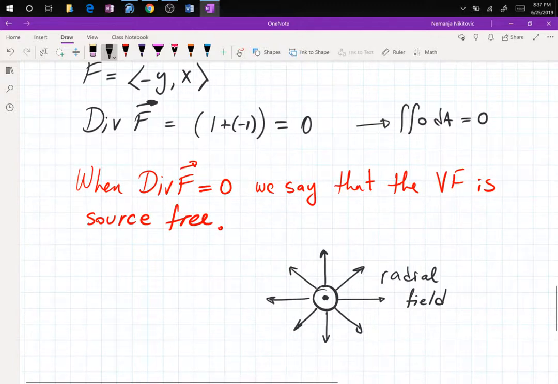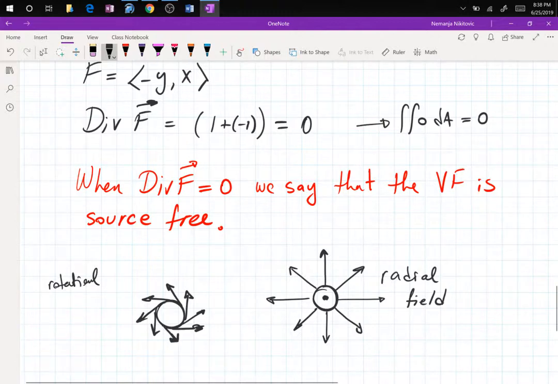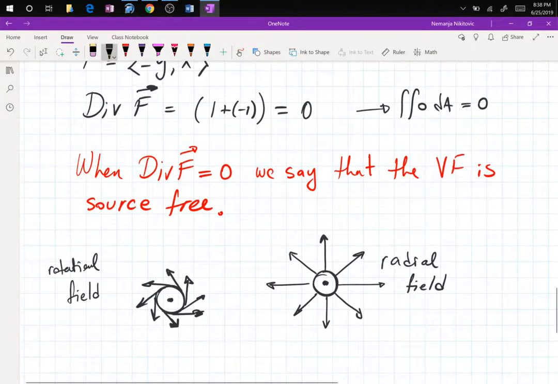Now, when you have a rotational field and you have some kind of a disk there, take a look at the vectors. They don't diverge like these guys. The angles don't change. There's a spin for the rotational field. So the divergence is 0, and the divergence is, in this case, 2 pi for the radial field.